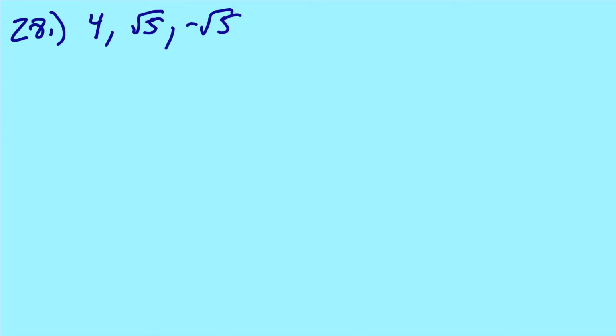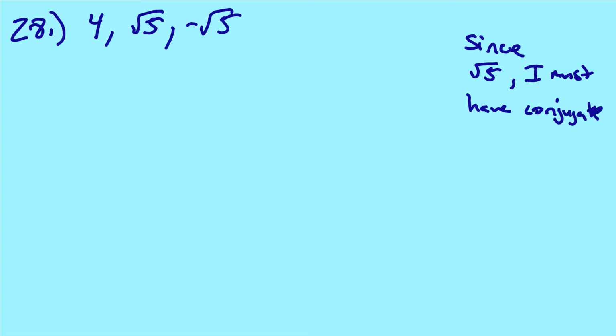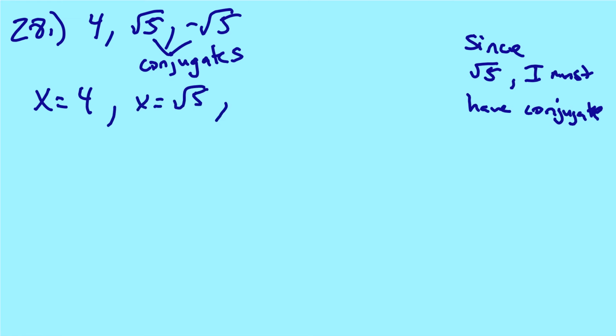Alright, 28, I have 3 solutions, 4, radical 5, negative radical 5 that are given. Since radical 5 shows up, I must have the conjugate. And luckily, both of those show up already, so I do not have to make up another solution because it's already there. They're conjugates already. So I don't even have to add anything. So I say x is equal to 4, x is equal to radical 5, x is equal to negative radical 5.